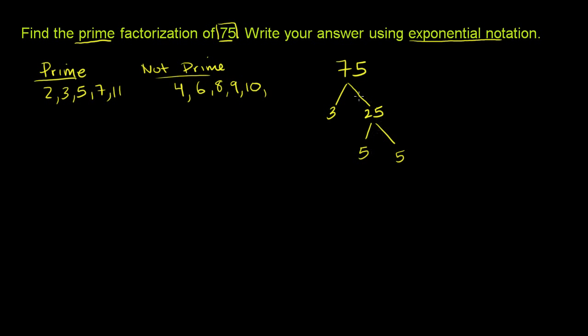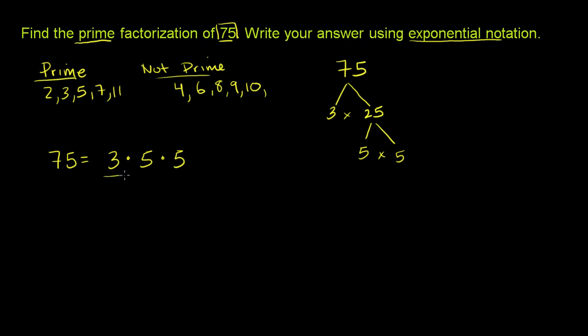And we're done with our prime factorization because now we have all prime numbers here. So we can write that 75 is 3 times 5 times 5. So 75 is equal to 3 times 5 times 5. We can say it's 3 times 25. 25 is 5 times 5.